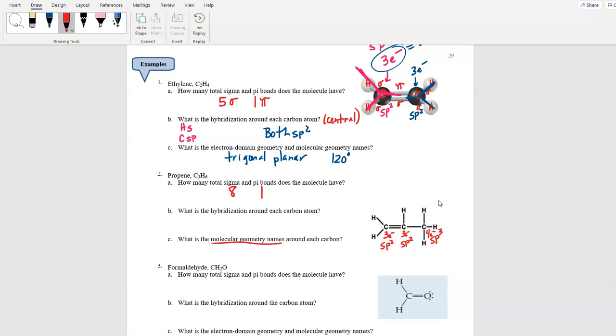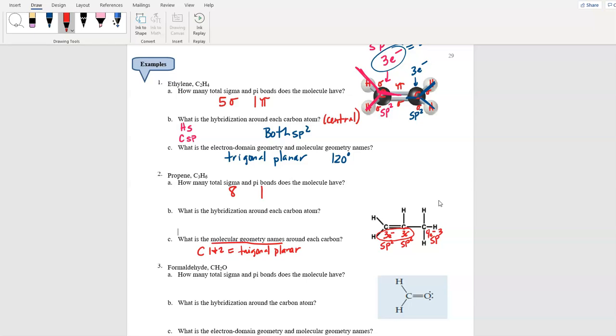If I just want the molecular geometry name, I'm looking for the true shape name. So these first 2, I don't see any lone pairs, and they both have 3 regions. So it's going to look just like this one on number 1. So I would say carbon 1 and 2, and I would probably label it on the test like 1, 2, 3, are trigonal planar.